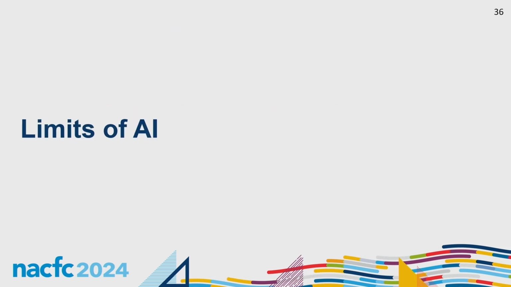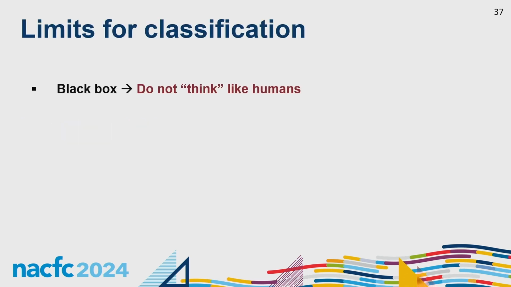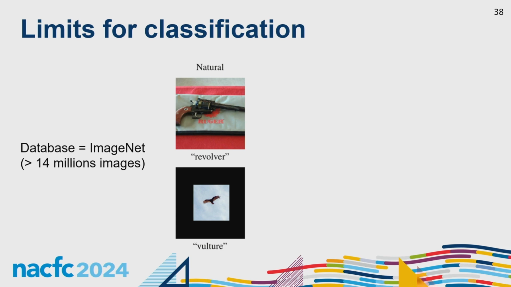Okay, so AI is very good, but it has some limits, and we have to be aware of it. So first, limits for classification. You have to know that deep learning is a black box, and it does not think like a human. This is an example to show you that it does nothing like a human.